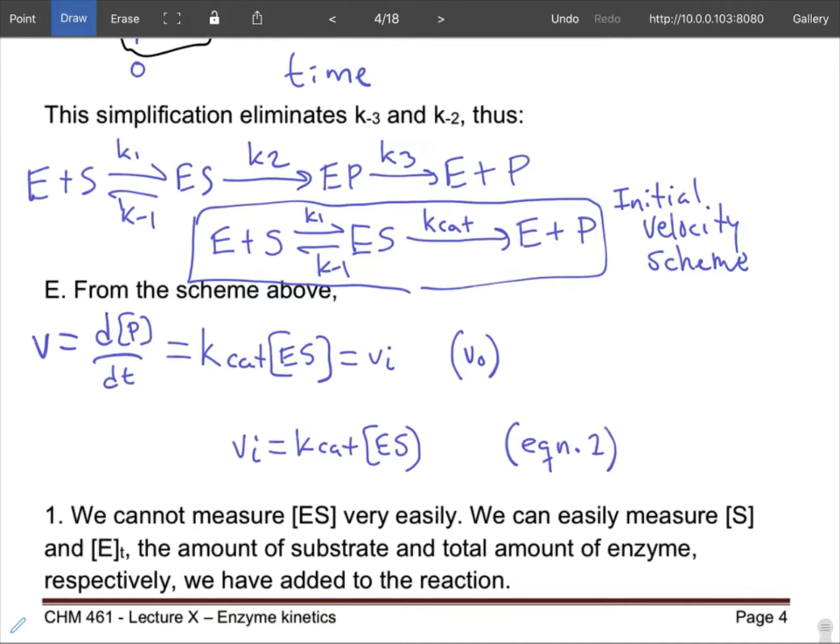Well, that's a little bit of a problem. The whole goal of this is that we can measure a rate and we can get some useful parameters out of this that tell us something about the enzyme. But we don't really know what the enzyme substrate complex concentration is at a particular time. We cannot really measure that. So we need to re-express this in terms of things we can measure. We can measure the substrate concentration. We know how much material we've added to the test tube. We know how much enzyme we put in the test tube as well. So we have to re-express this equation somehow.